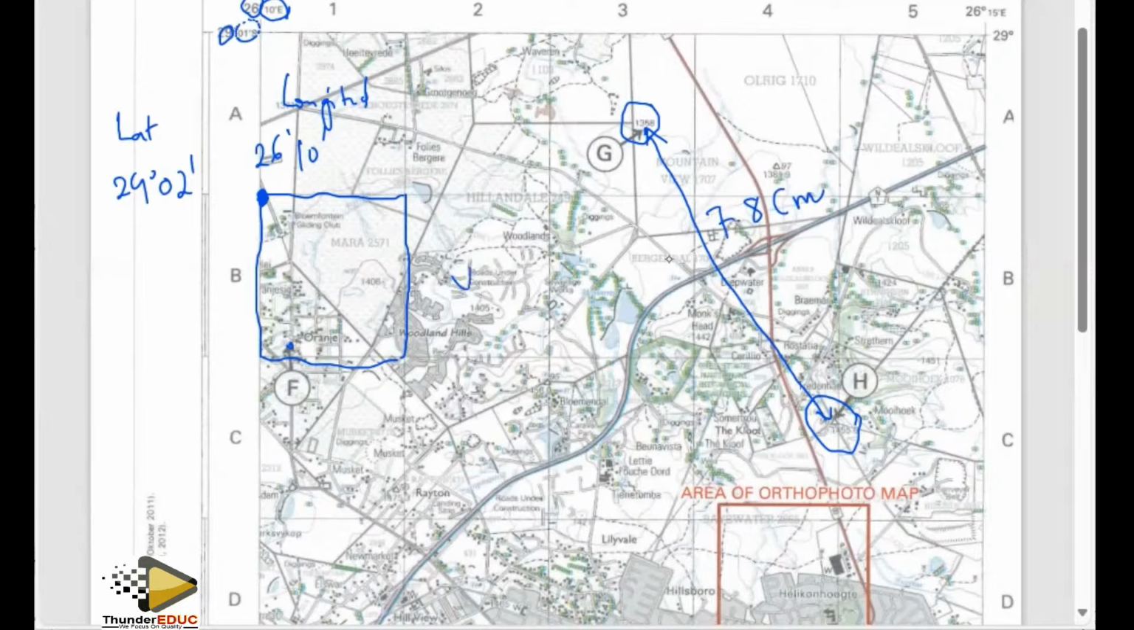Gradient is equal to vertical interval over horizontal equivalence. What is vertical interval? Vertical interval is the difference in height between the two features, which means we should subtract the height of the smaller feature from the height of the higher feature. The height of this one is 1358. Then we also check the height of the other feature, for this station here. You should be worried here.